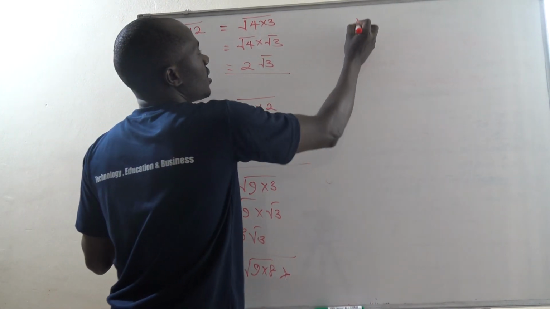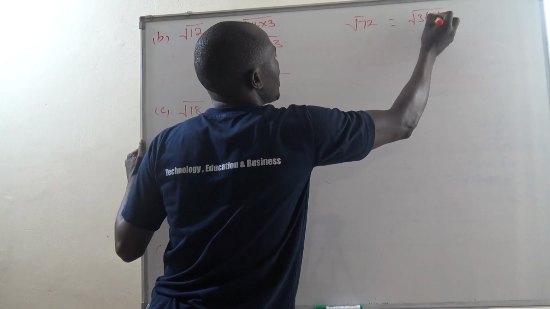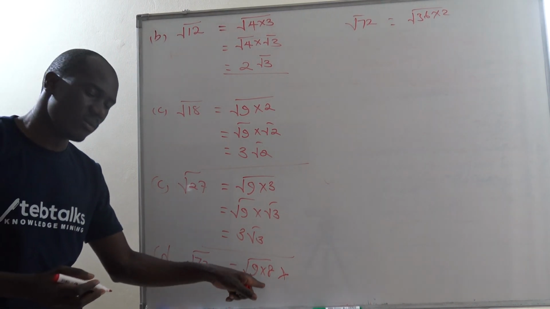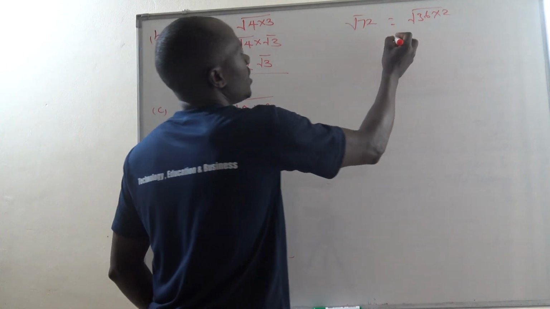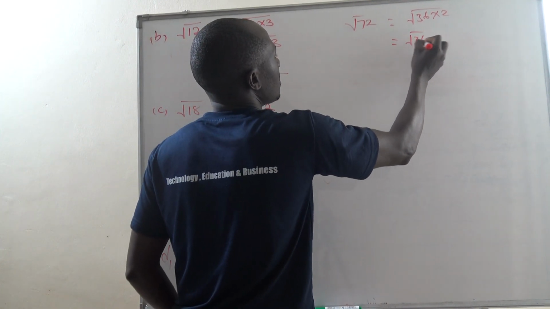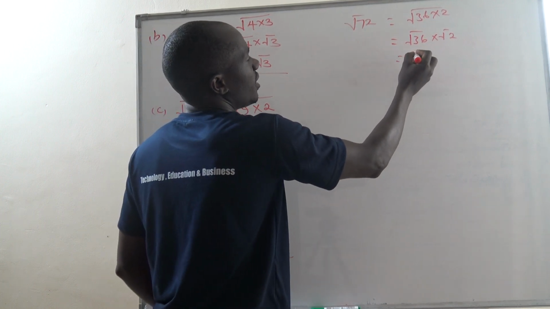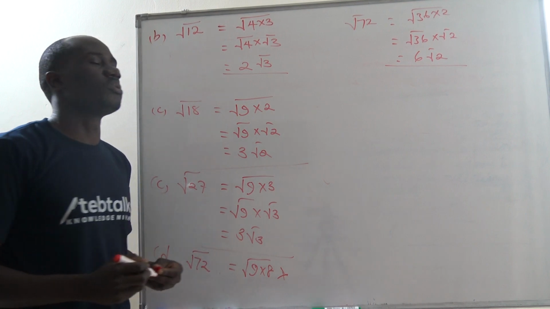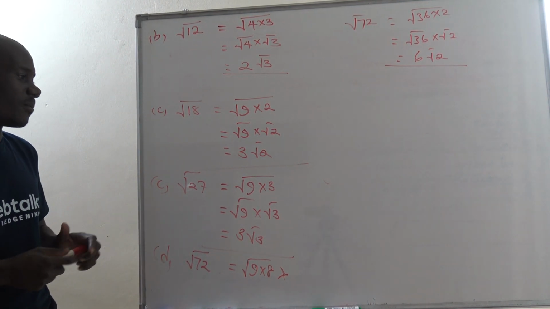So we are going to say root 72 is the same as root of 36 times 2. You can see now that one is bringing one which is awesome, but this one could not bring what I want you to come out with. So this one becomes root 36 times root 2. What is the square root of 36? It is 6, so we get 6 root 2. You have already simplified that one to its simplest form.